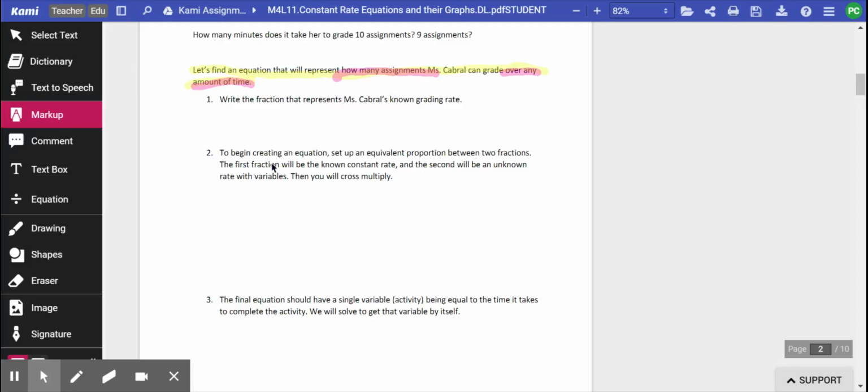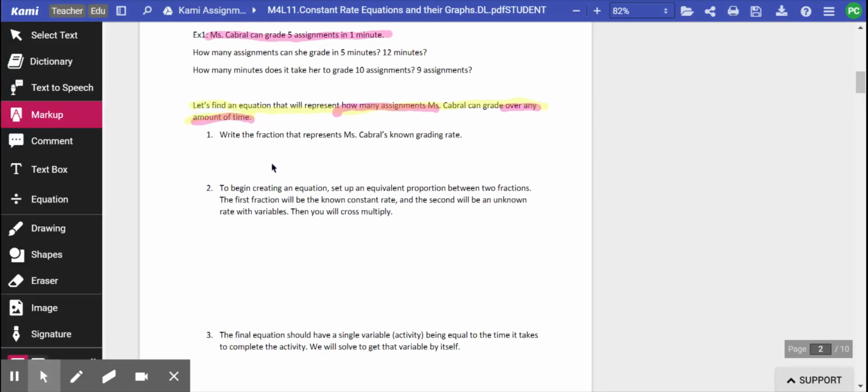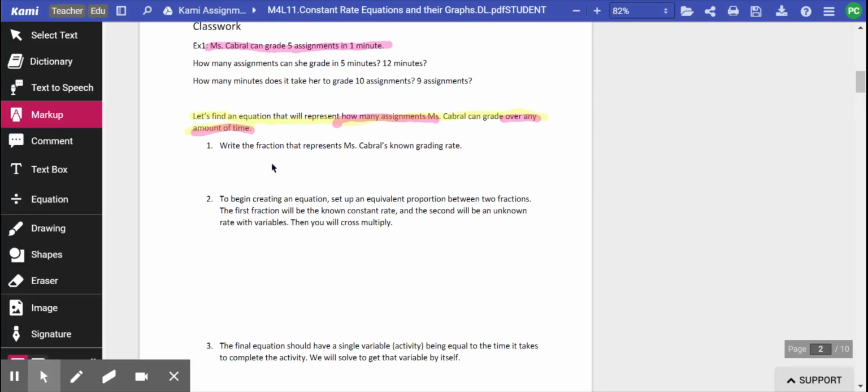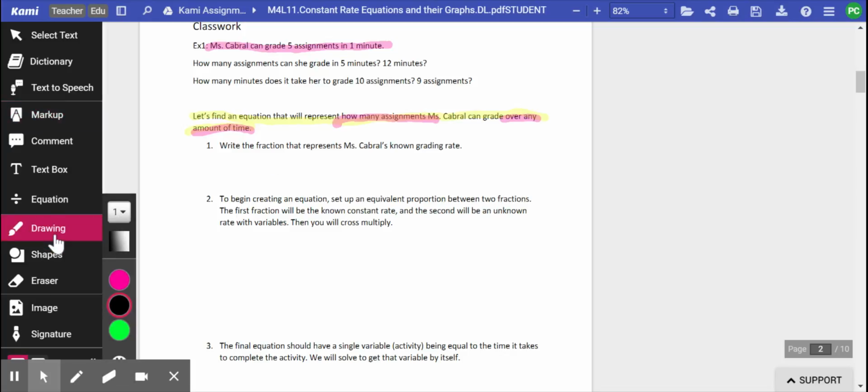So first things first, when you want to create an equation using the constant rate to be able to figure out how much of an activity can be completed over any amount of time, you need to know the basic constant rate for what we're looking for the equation. In this case, we're being asked to create an equation that can measure how quickly I grade or how long it takes me to grade. So we know that I can grade 5 assignments in 1 minute. We need to use that constant rate.